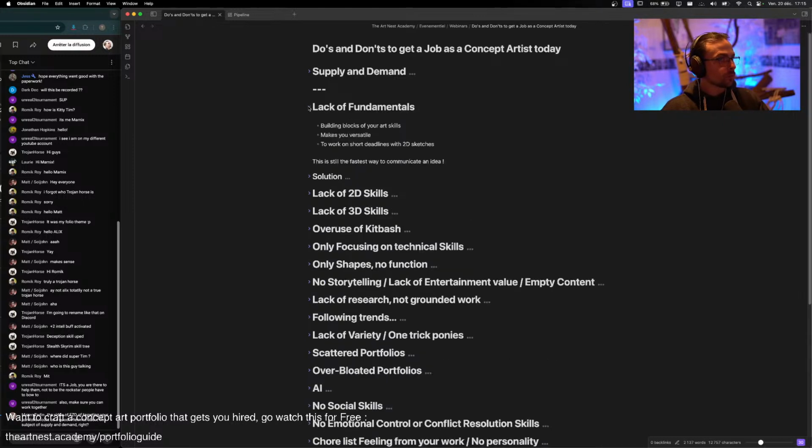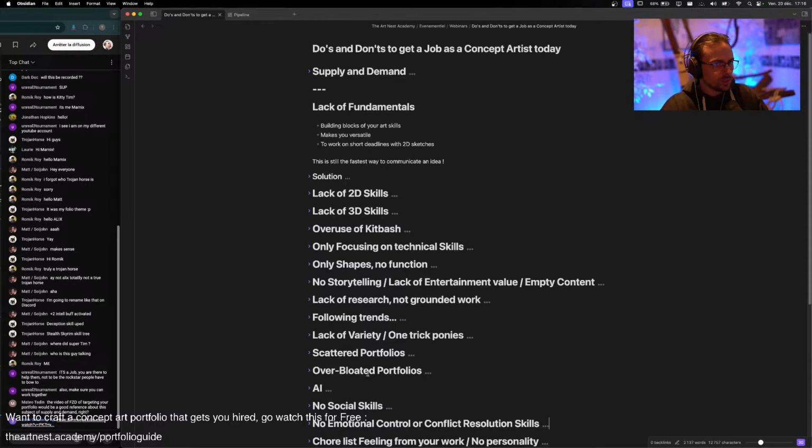The first one, very obvious: lack of fundamentals. By fundamentals I mean knowing how to draw, knowing perspective, anatomy, composition, color theory, lighting, all the theoretical part of art. This is non-negotiable. These are the building blocks of your art skills. It is what allows you to be versatile and not a one-trick pony on only one thing. We are talking about one-trick ponies a bit later. It is extremely important that you have fundamentals.